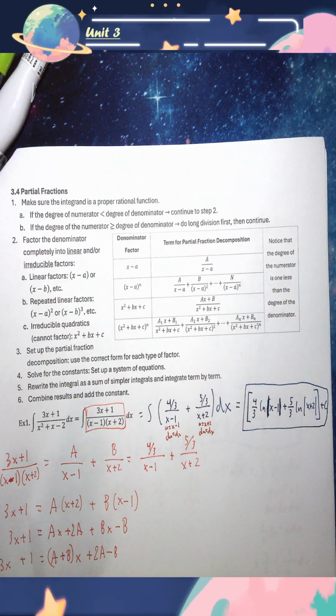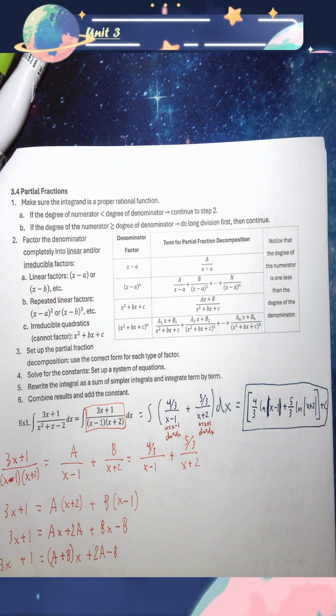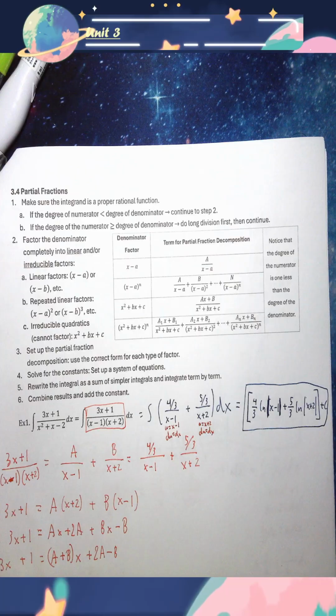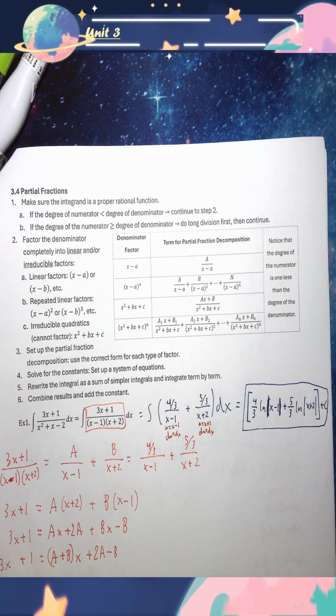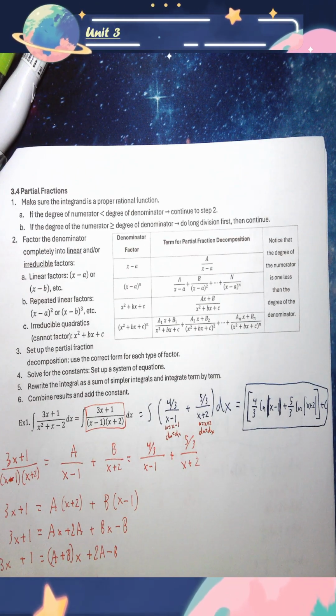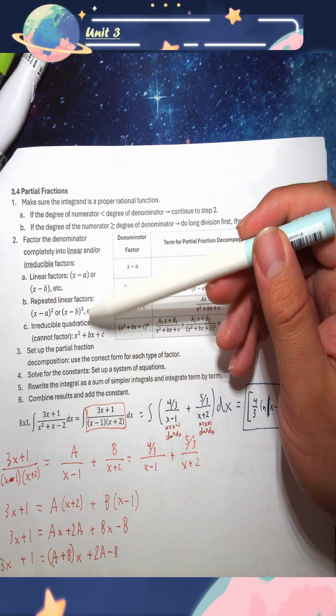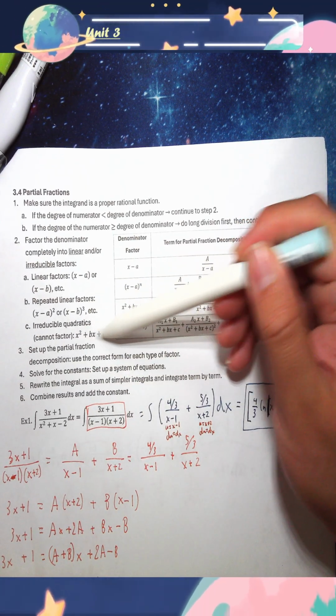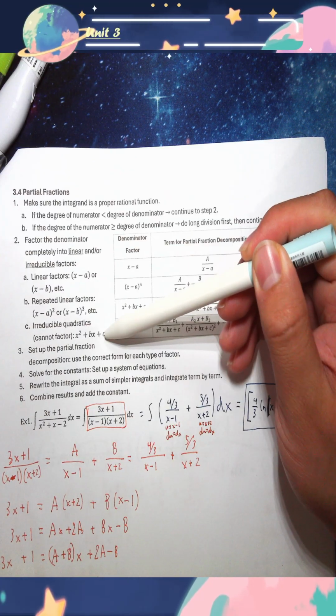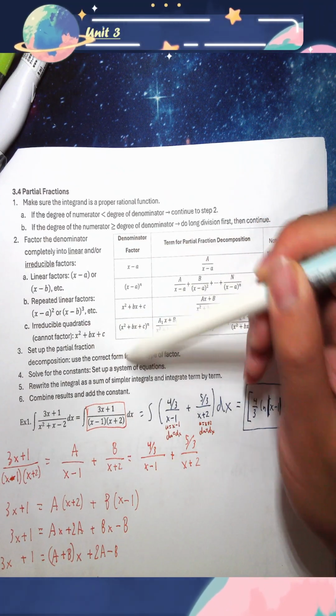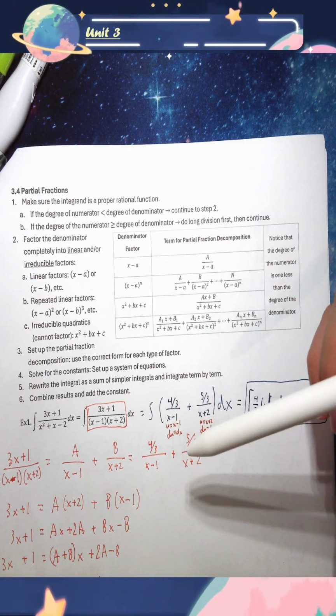Step 2. Factor the denominator completely into linear and/or irreducible factors. Linear factors look like this. Repeated linear factors just have a power attached to them. Irreducible quadratics that you can't factor look something like this. Step 3. Set up the partial fraction decomposition. Use the correct form for each type of factor.